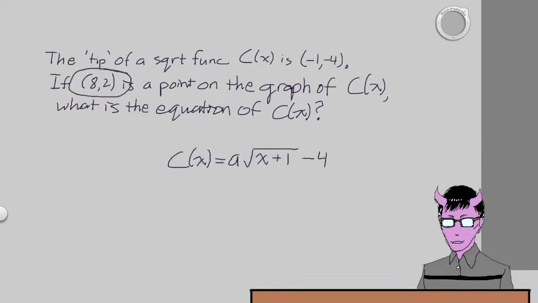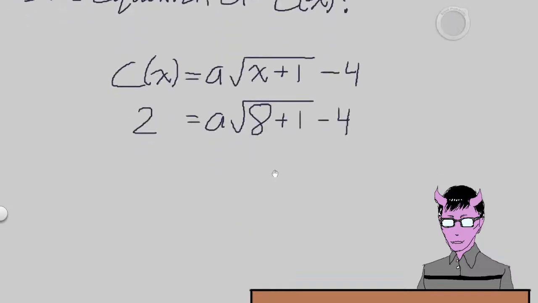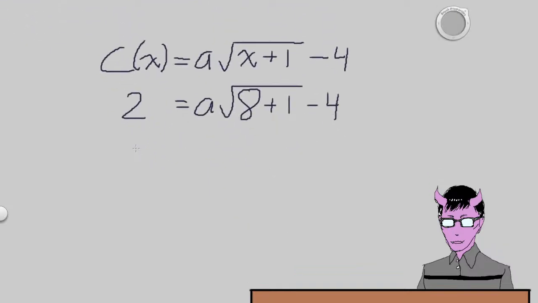Which is why we're given point number 2. Point number 2 will allow us to plug in x value, y value. So this one will become 2, and then the x will become 8. And once we plug in that point, we have one unknown left. That allows us to solve for that unknown. So let us do it like that. So +4 to both sides. Then we get 6.